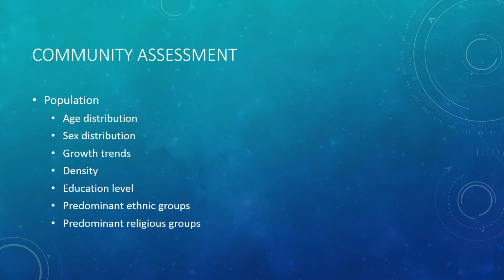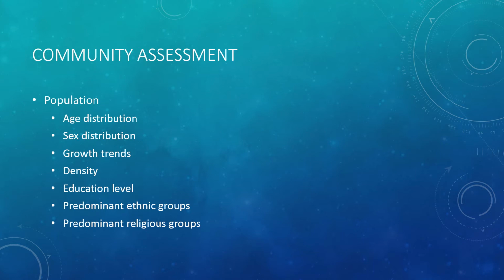Then we're going to go to the population. So what does the population look like? What is the age distribution in the community or within that population? What is the sex distribution? How many males versus females? What are the growth trends in that community or population? What is the density, the education level of the people in that community and population? What are the predominant ethnic groups and religious groups? So that is assessing the population of a community.